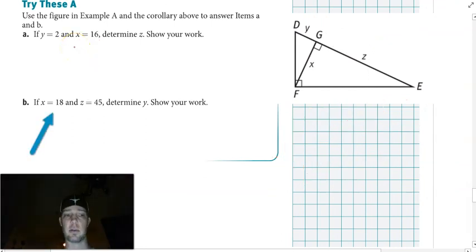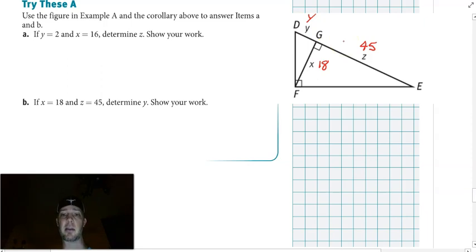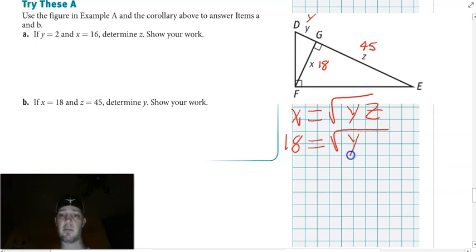So if x equals 18, z equals 45, determine y. That's the piece we're looking for there. Show our work. This is the same corollary. We've got our altitude, and then we've got the two pieces of the hypotenuse. So the x is going to be the geometric mean of y and z again, and plug in our pieces. 18 equals the geometric mean of y and 45.